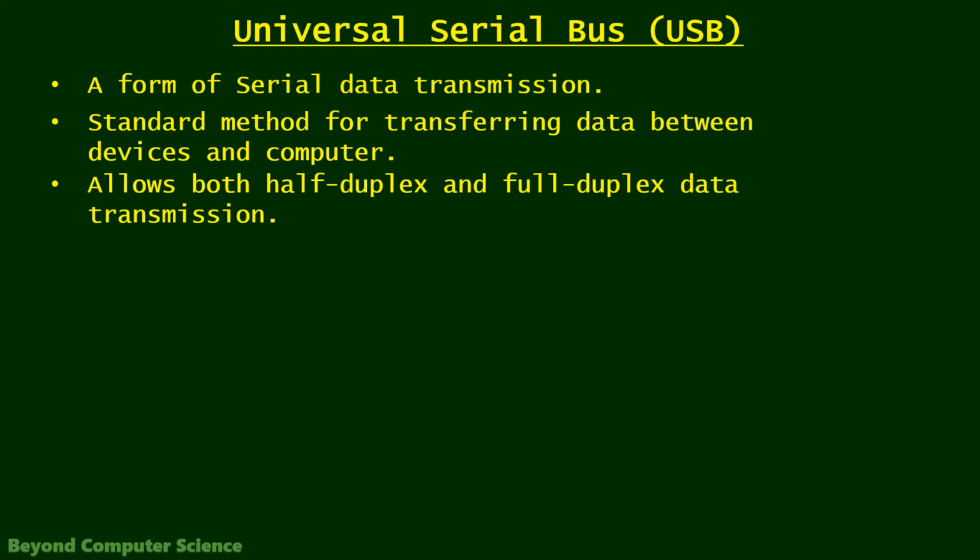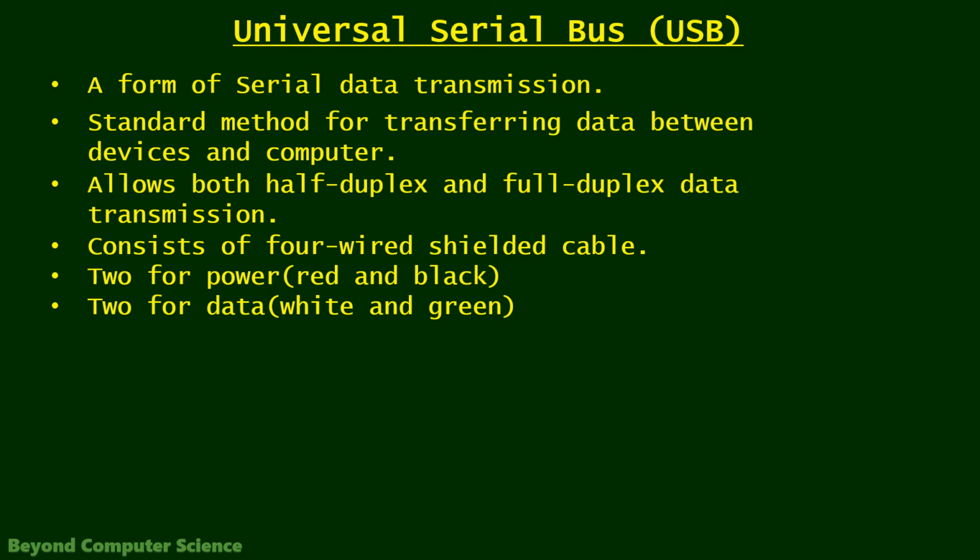Full duplex means both the sender and receiver can send data simultaneously. We can transfer data from device A to device B using a USB cable, and at the same time from device B to device A as well.